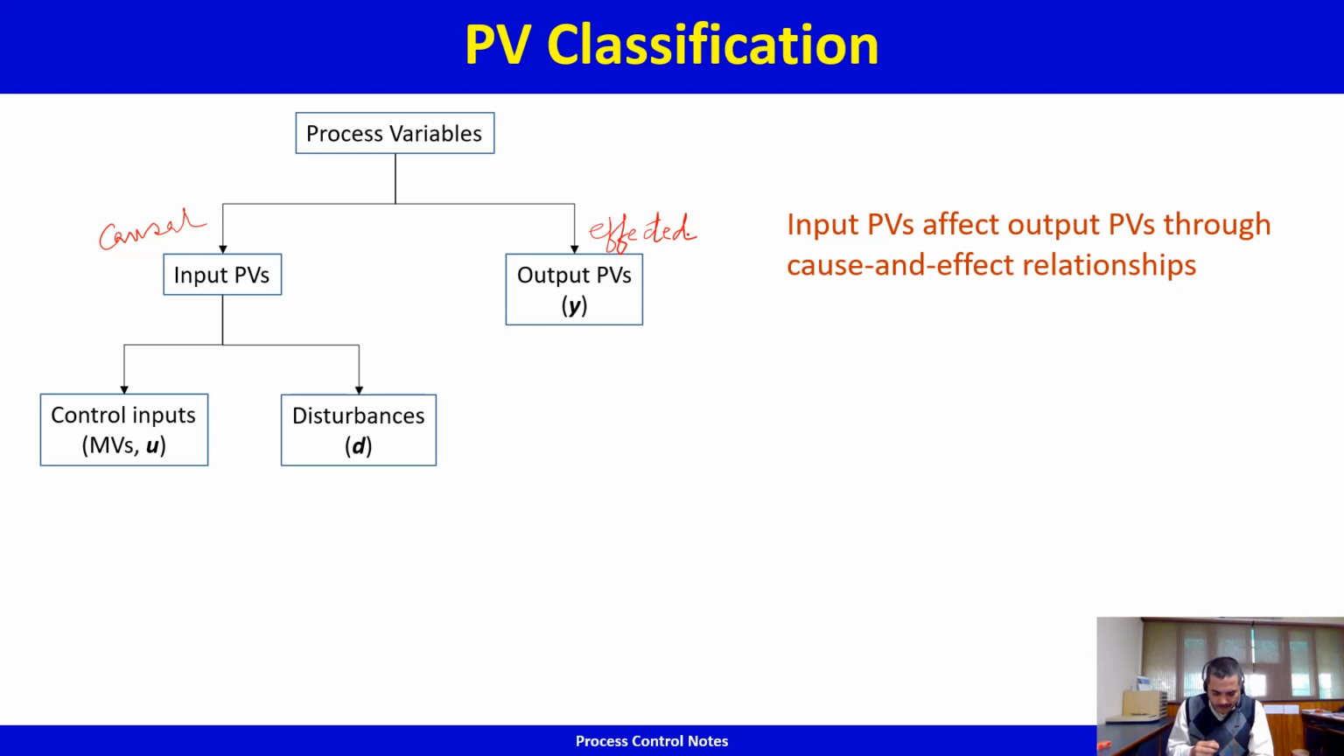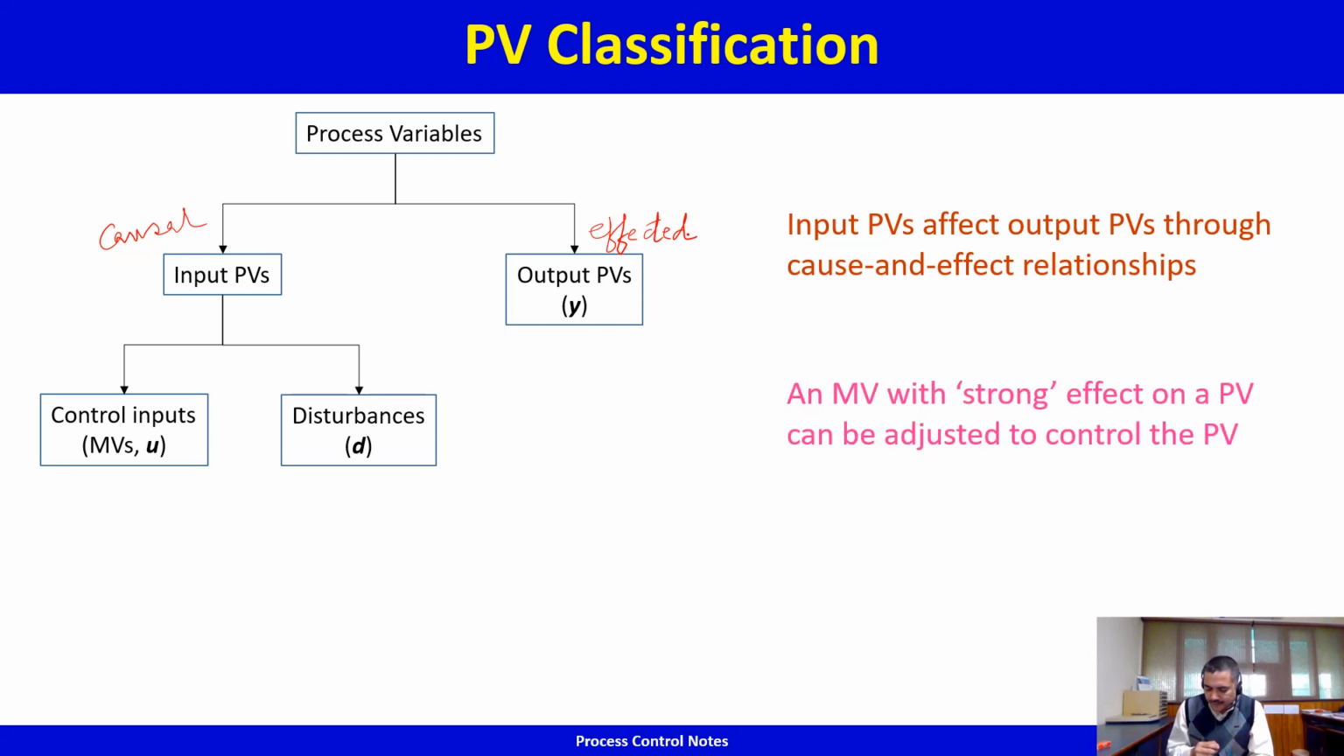We also saw that a manipulated variable with a strong effect on a process variable can be used to adjust itself in such a way that the process variable ends up close to a desired value, a set point. This is the idea behind control.